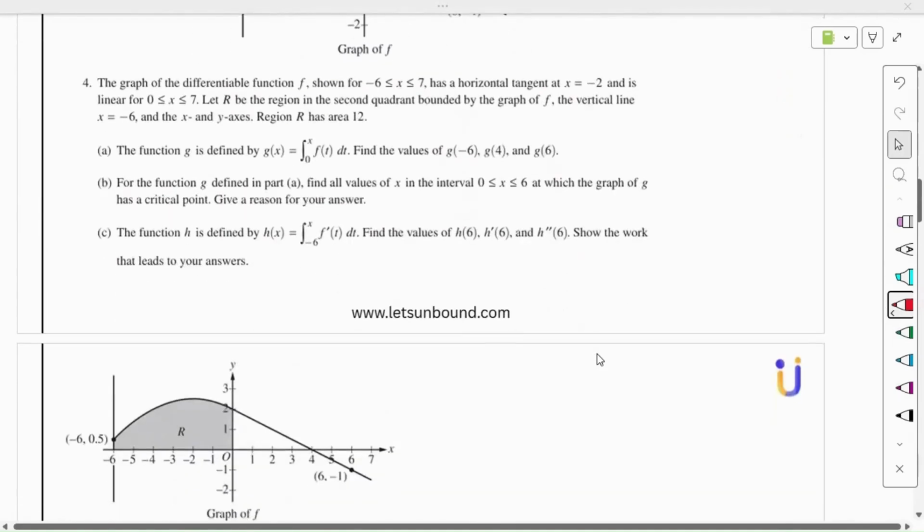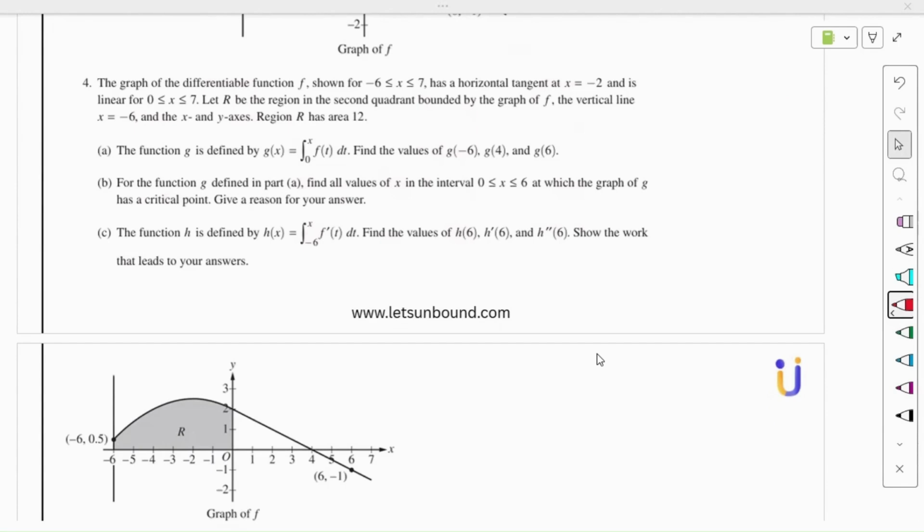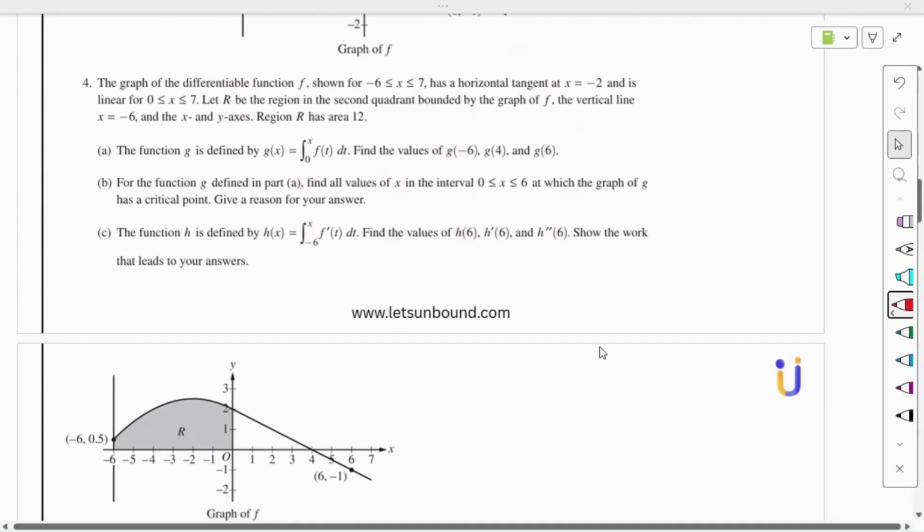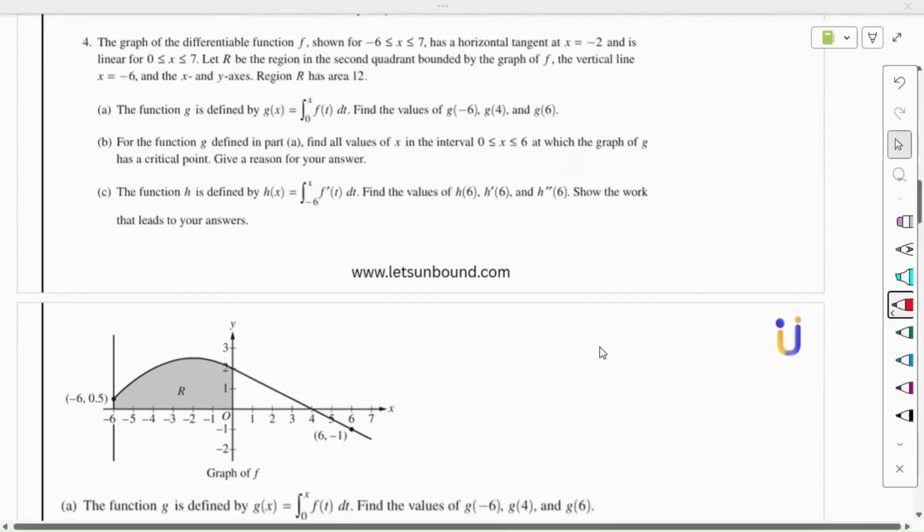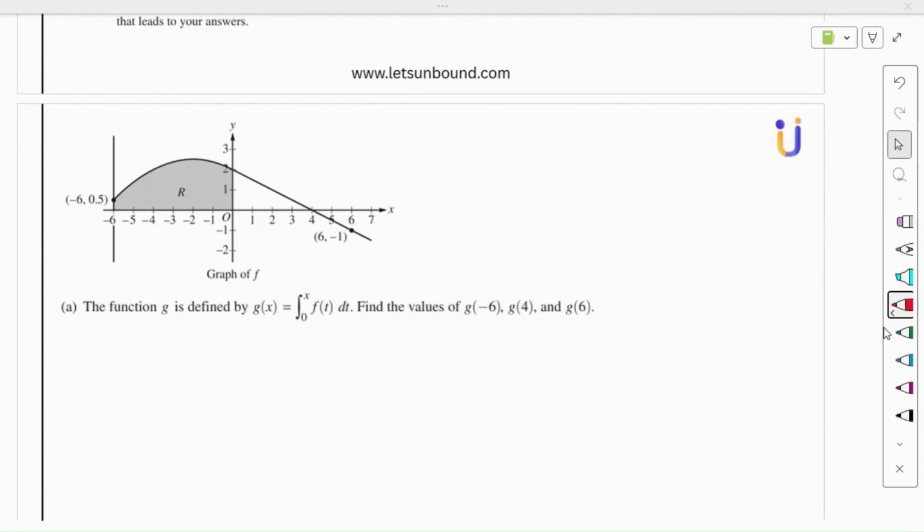The function g is defined by this, and we need to find the values. Then for the function g defined, we need to find a critical point. Then for part c, h is defined, and we need to find the values of h of 6, h prime of 6, and h double prime of 6. Let's go one by one. Okay, find the values of this.